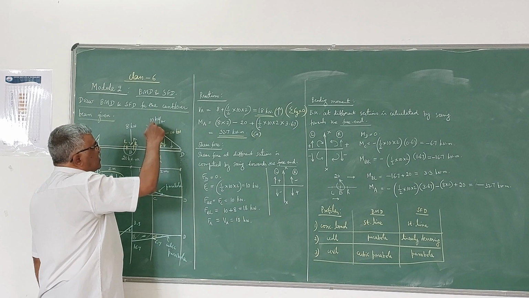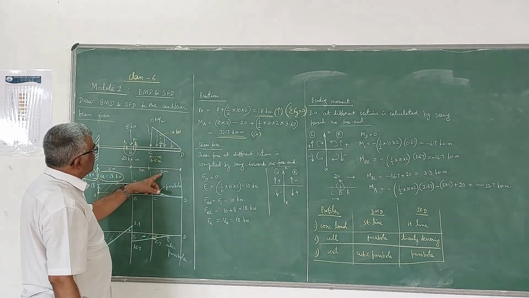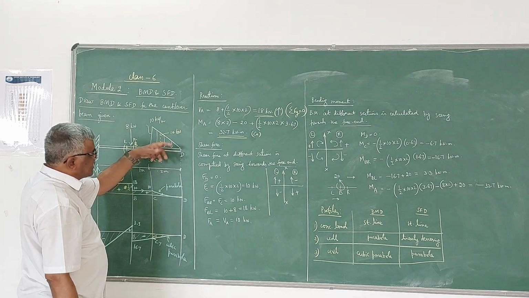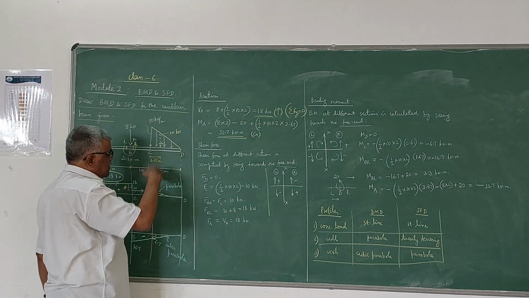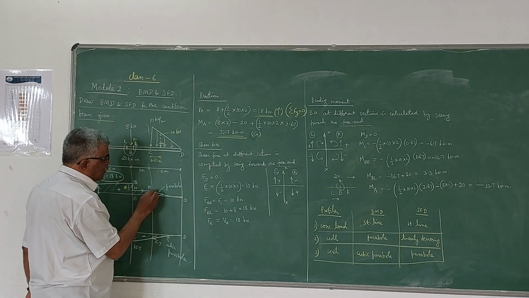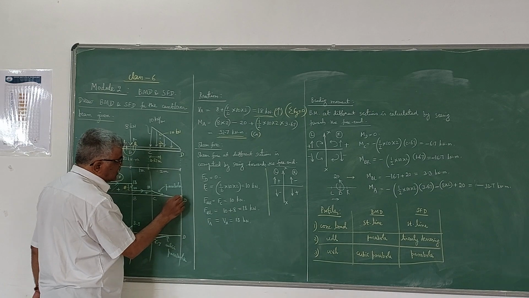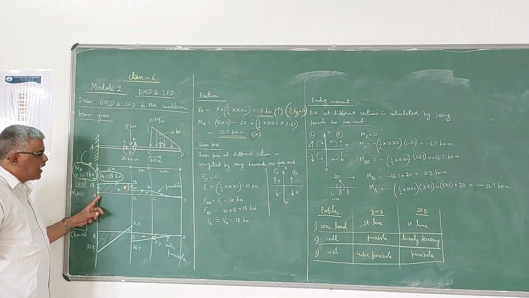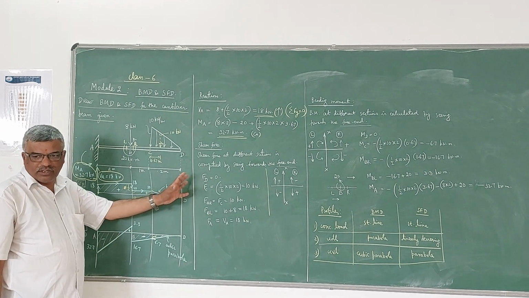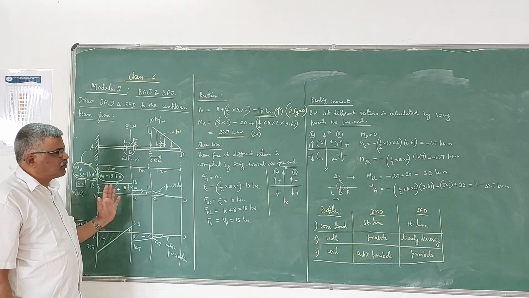From C to D you have a linear UVL of total load equal to half into 2 into 10, which is nothing but 10. Because it is downwards, you have to come down by 10. Since the profile is a parabola, you have to draw a smooth parabola. So finally it ends at D. You start from A and end at D. In this way also you can draw the shear force diagram.